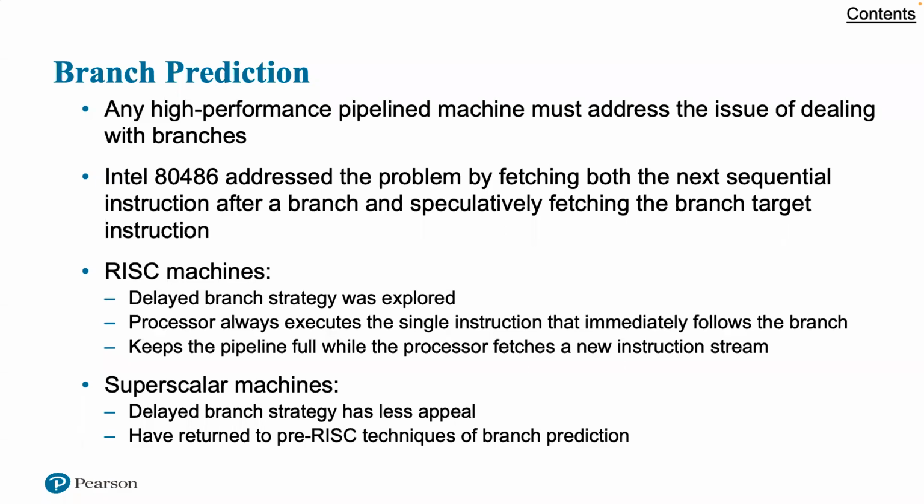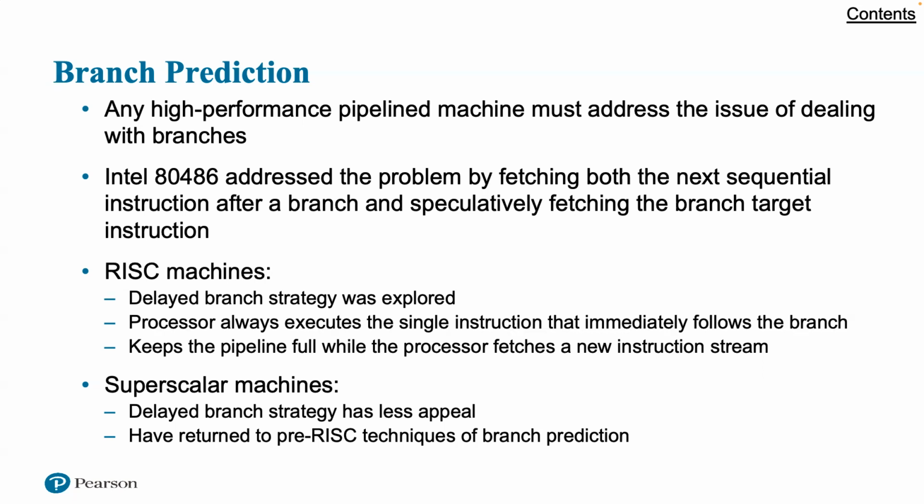Any high-performance pipeline machine must address the issue of dealing with branches. For example, the Intel 80486 addressed the problem by fetching both the next sequential instruction after a branch and speculatively fetching the branch target instruction. However, because there are two pipeline stages between the prefetch and the execution, the strategy incurs a two-cycle delay when the branch gets taken. With the advent of the RISC machines, the delayed branch strategy was explored.